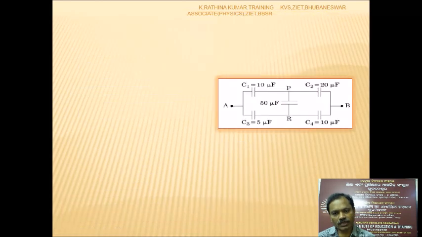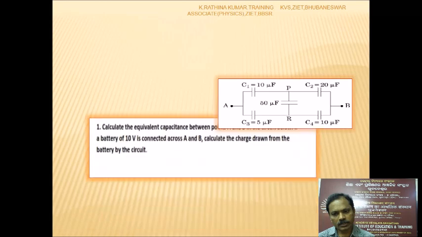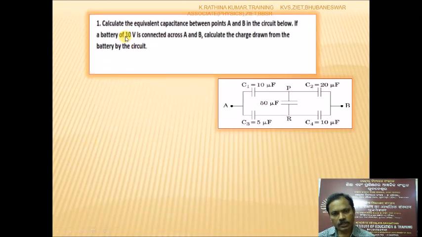The next question, diagram is given here. Calculate equivalent capacitance between point A and B in the circuit below. If a battery of 10 volt is connected across A and B, calculate the charge drawn from the battery by the circuit.